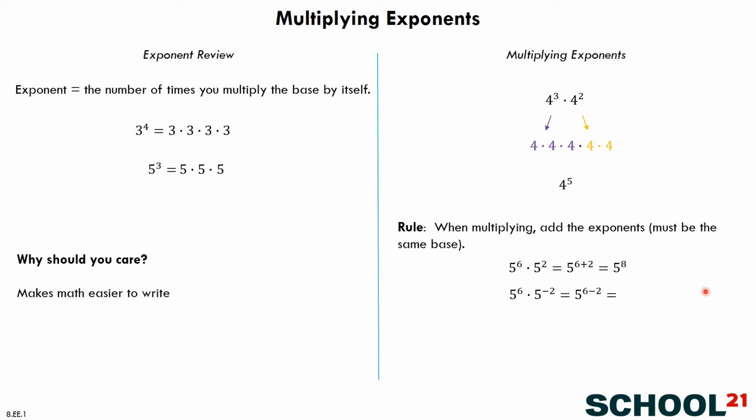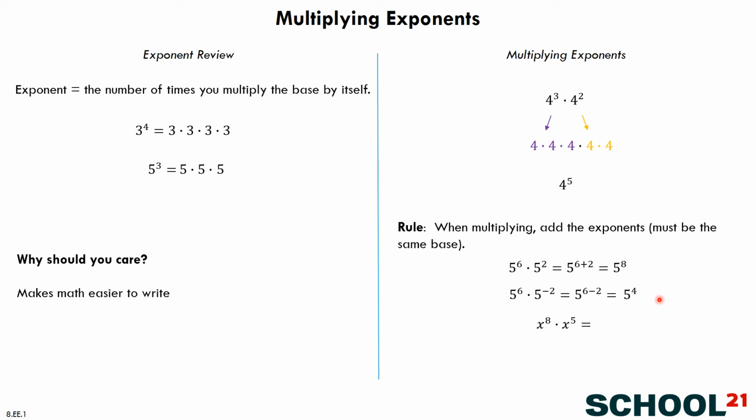5 to the 6th times 5 to the negative 2. Well, that's kind of funny, isn't it? We don't even know what that 5 to the negative 2 is, but we do know that this is our rule. So if our rule holds true here, what would that 6 plus a negative 2 be, Jordan? 6 minus 2. Yep, 6 minus 2, which is? 4. 4, right? So that just turns into 5 to the 4th. So even though we don't quite know at this point what that negative exponent means, or you might know, but if you don't, that's okay. You can still follow the rule of adding those exponents.